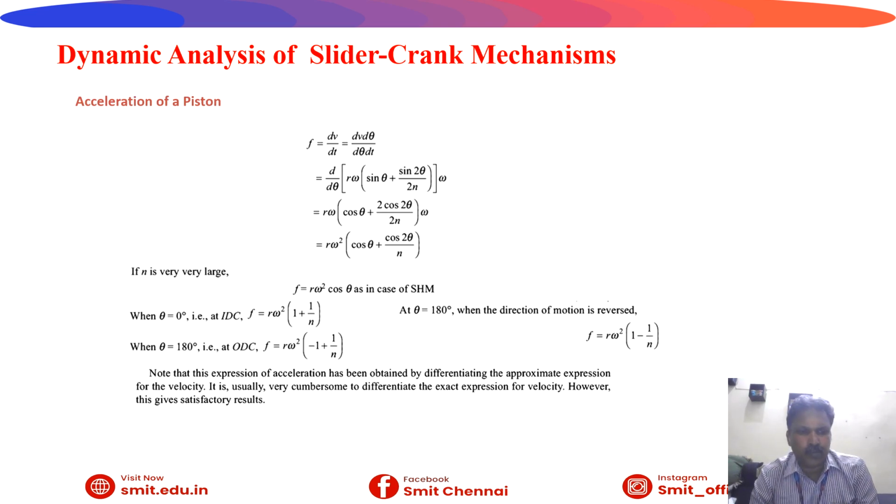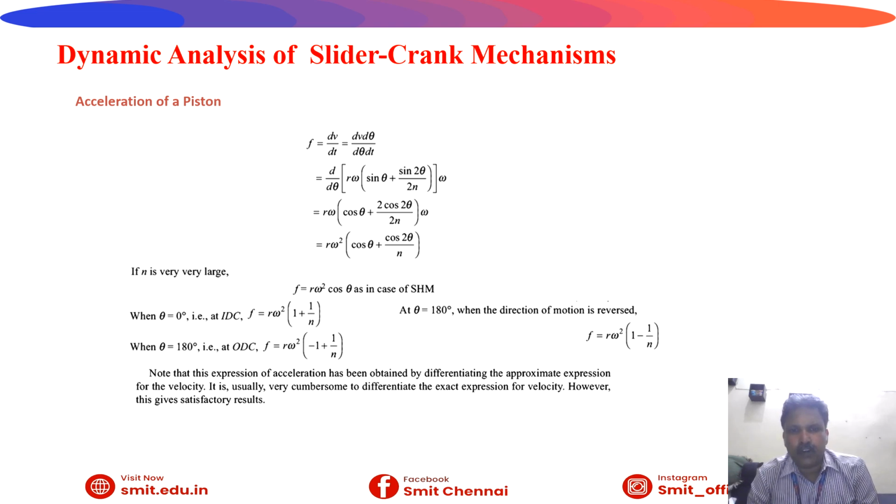Then the acceleration of the piston also we can write like this. The same thing, f equal to dv by dt. The previous thing we wrote like that with d theta by dt, just like in the previous we wrote dx by dt. Here it is dv by dt, change in velocity with respect to time. The same substitution again we are doing. Based on the substitution, you will get r omega square into cos theta plus cos 2 theta by n.